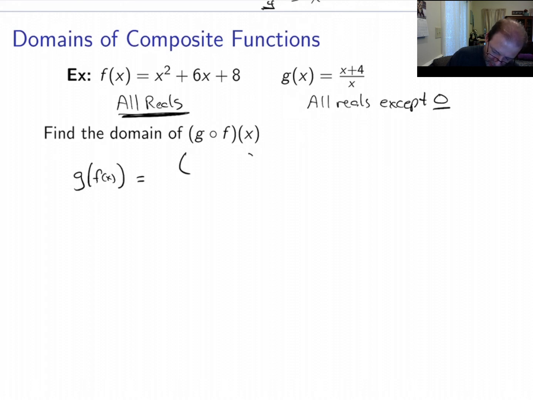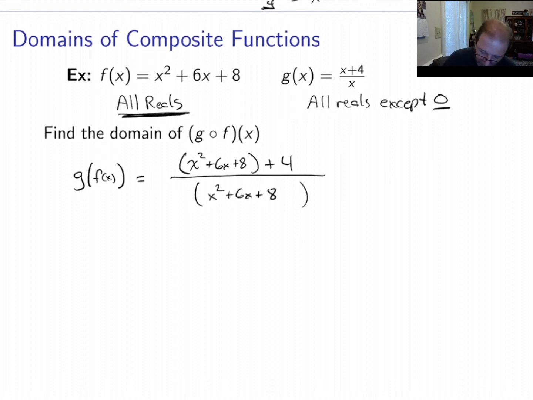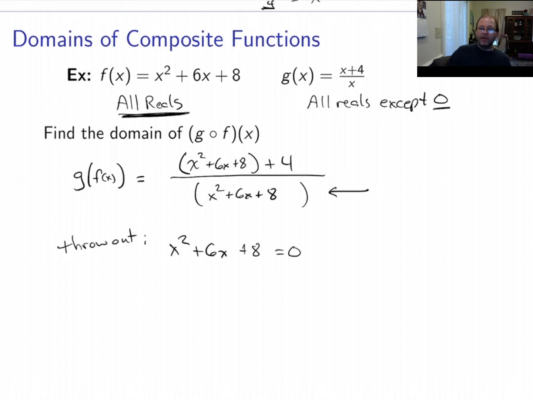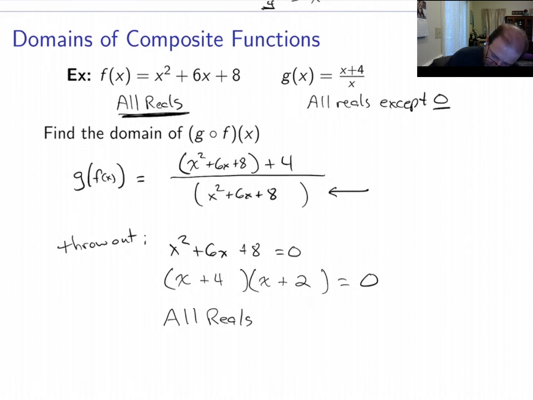let's see, g, we've got two parentheses here. Parentheses plus 4 over just parentheses. We'll plug that in with x squared plus 6x plus 8. So what we have to do now is throw out anything that makes this denominator 0. Throw out, or the more formal term would be exclude. This thing will factor, I do believe, into x plus 4 and x plus 2. Yeah, those add up to 6 and they multiply out to 8. So this is going to be all reals except negative 2 and negative 4.